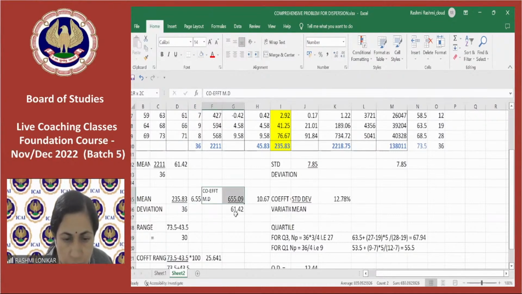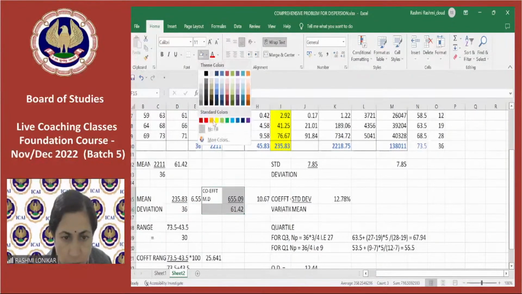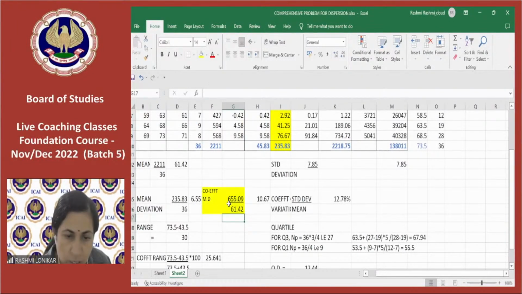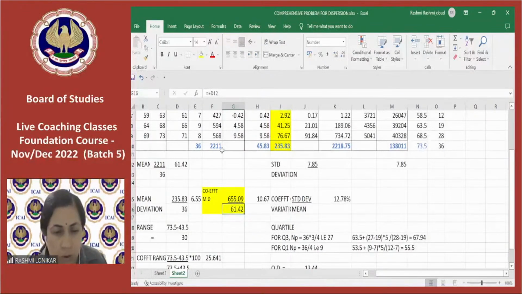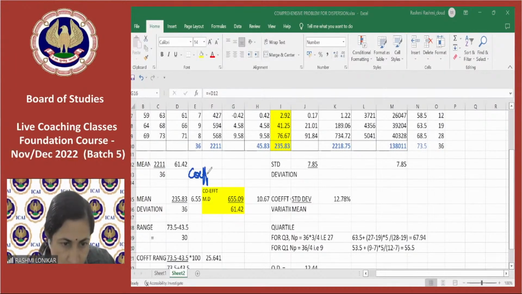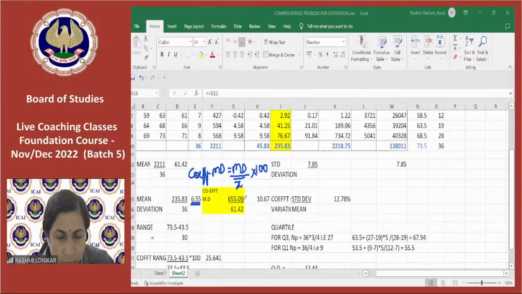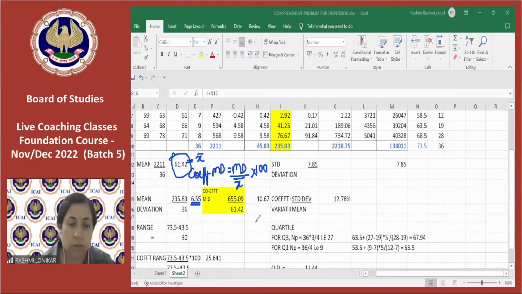Then I find the coefficient of mean deviation. What is the formula? The coefficient of mean deviation is the mean deviation upon the mean into 100. The mean deviation was 6.55, so 6.55 into 100 is 655.09, upon x bar, which is my mean. So I'm able to find this. I found the mean deviation, and then I found the coefficient of mean deviation.